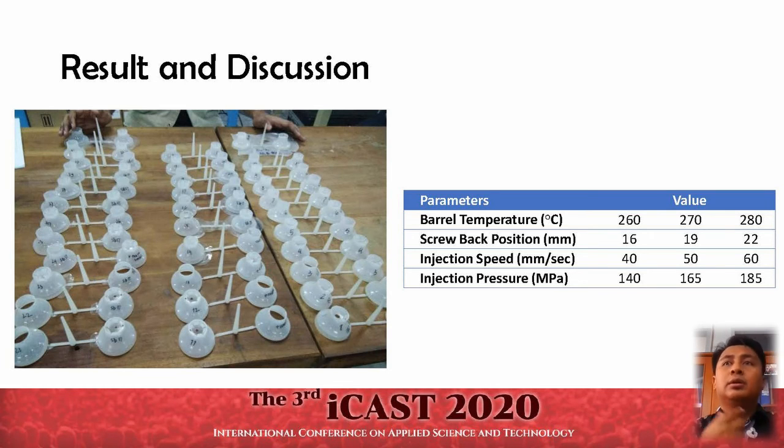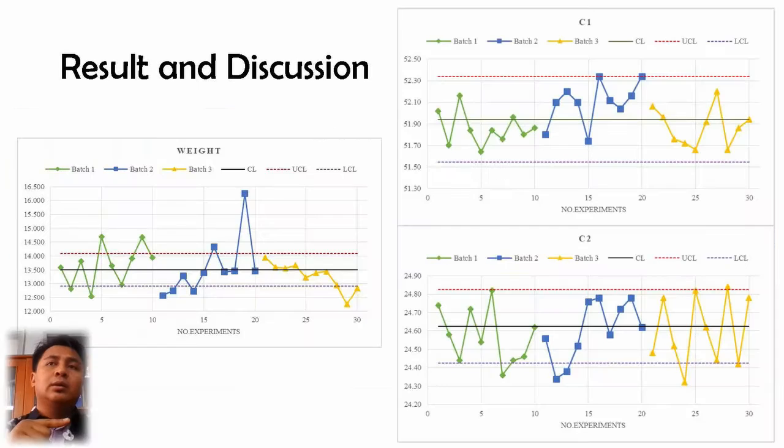And this is the injection speed that we need to set up: 40 in level 1, 50 in level 2, and 60 in level 3 respectively, in millimeters per second. And for the injection pressure, we need to set up 140, 165, 185 MPa, so that we know the result and discussion.